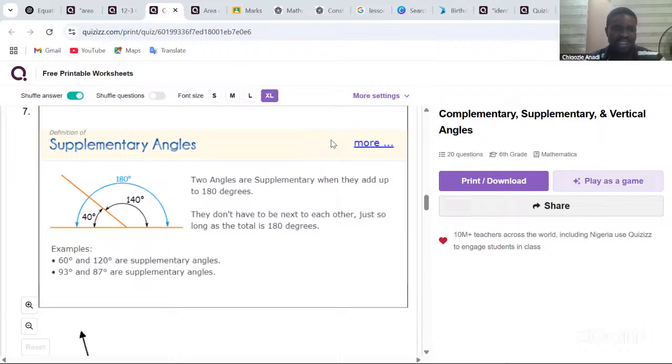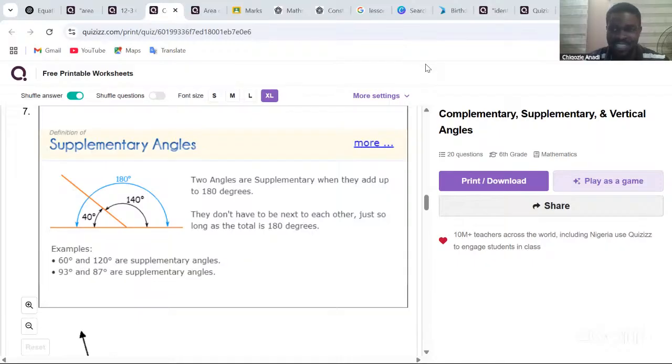Just give me one now, okay, from the chat. Beautiful. 170 plus 10 will give us what? 180 degrees. That's good. So 170 and 10 are what?